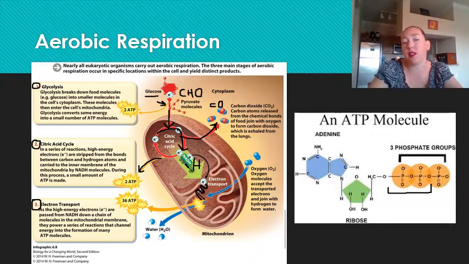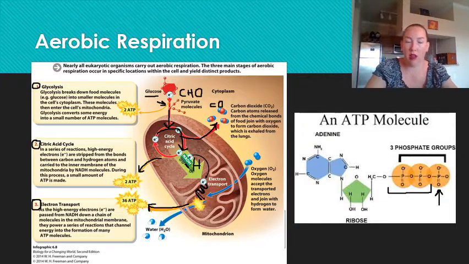What the energy from this electron transport chain is used to do is to stick this 3rd phosphate group onto ADP to get ATP, triphosphate. That is an extremely powerful process. Out of this, we get 36 ATP. Some textbooks claim 38. It's kind of hard to measure, so we're still working on fine-tuning that.